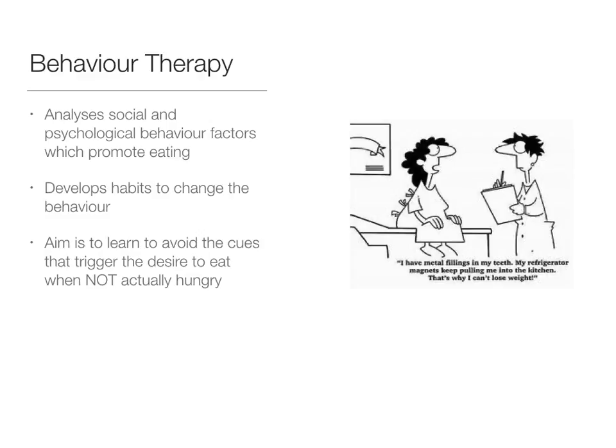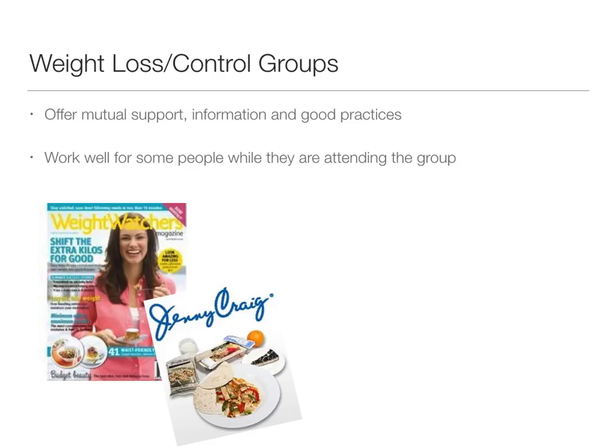Another strategy is behaviour therapy, where a therapist will analyse the social and psychological factors which promote eating for you. The idea of behaviour therapy is that it will develop habits which will change eating behaviour, and the aim is to learn to avoid the cues that trigger the desire to eat when you're not actually hungry or in need of energy. Another common strategy is to turn to weight loss or weight control groups for support and information and good practices, and this can work well for some people while they are attending the group. Examples of such groups include Weight Watchers and the Jenny Craig program.